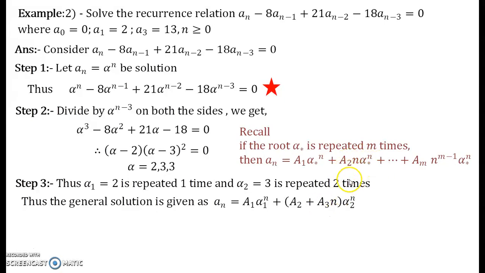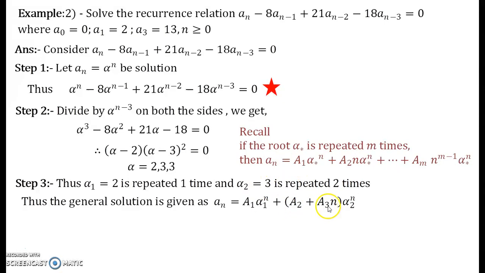Observe very carefully, I have written a2 and a3, so don't get confused. The only important thing is that because I have already utilized a1, I am now writing it as a2. Also, now you see that for alpha 2 equal to 3, it is repeated two times.